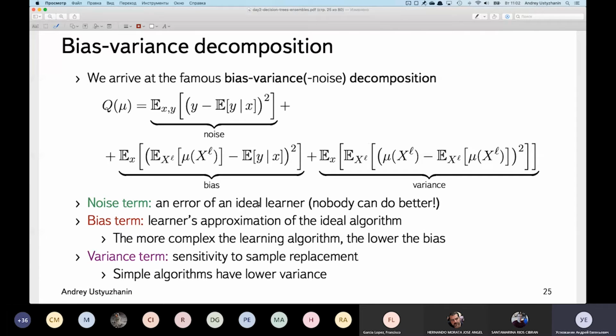And then we can rewrite it into the following.